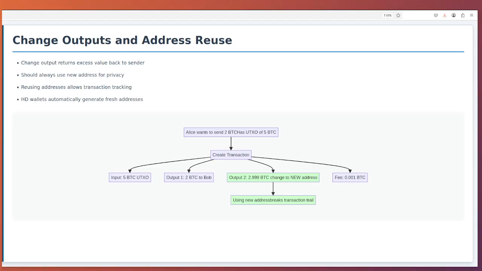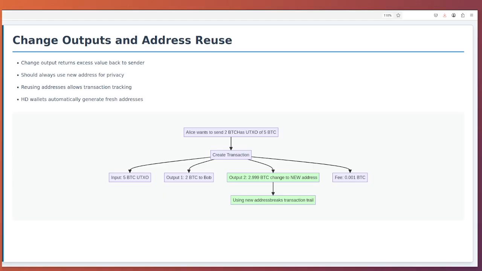Modern wallets handle this automatically using hierarchical deterministic wallets. These wallets can generate unlimited new addresses from a single seed phrase. When you receive Bitcoin or get change, the wallet automatically generates a fresh address. Users do not even see this happening. It is transparent. But this simple practice of using fresh addresses for change dramatically improves Bitcoin's privacy characteristics. Without it, the transparent blockchain would make every user's financial activity an open book.